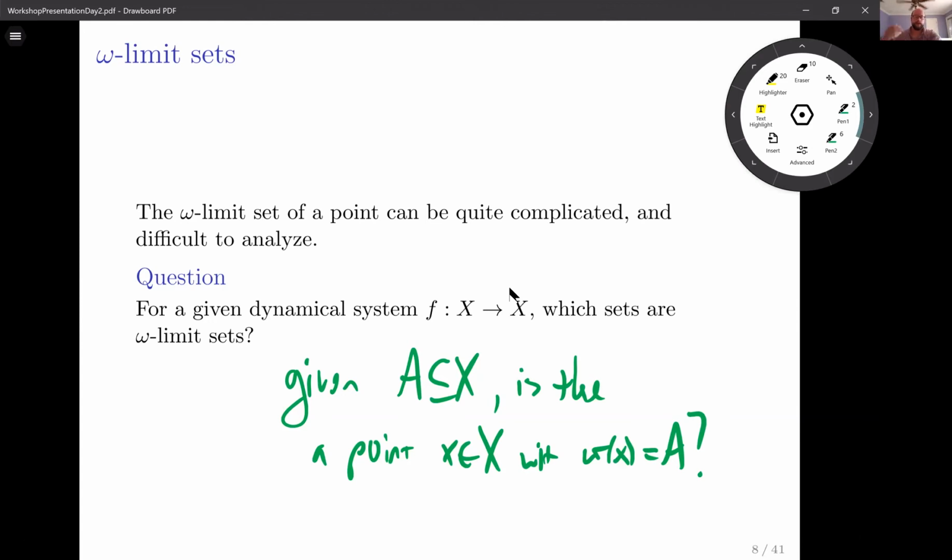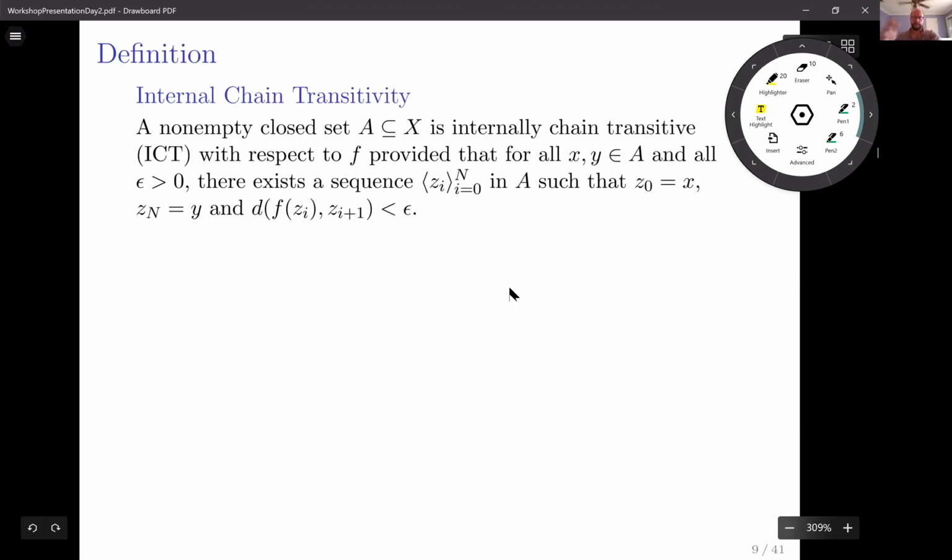Some first priority concerns, of course: if A is to be an omega limit set, it needs to be closed, invariant, and non-empty, but that doesn't get us very far. The idea that's going to bring us together with this classification and with shadowing is the notion of internal chain transitivity. We're assuming that a non-empty set A is closed here. A is internally chain transitive, which we abbreviate ICT, with respect to a function f, provided that for any points x and y in A and any positive number epsilon, there's a finite sequence z_i in A that starts at x and ends at y, and that almost follows the dynamics of f. We see that this looks a lot like a finite version of a pseudo-orbit.